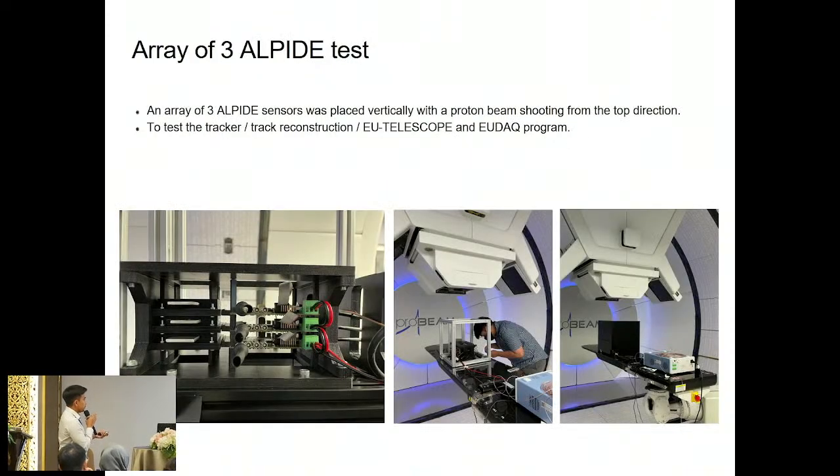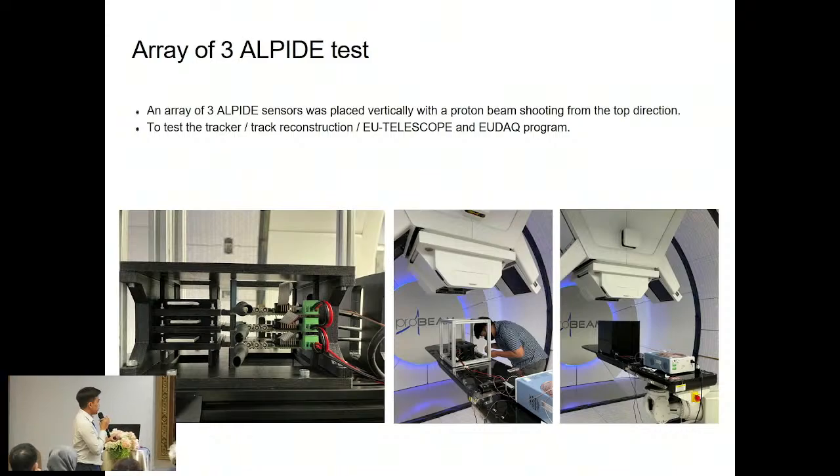And then we come to the more complicated part. We put the 3 sensors in an array and shoot the proton from the top to the bottom. Here we want to verify a tracker, one part of the PCT. The proton comes in, shoots through these sensors, and then we get the information. This goes inside a dark box to reduce the noise.